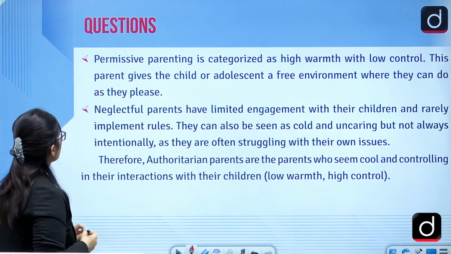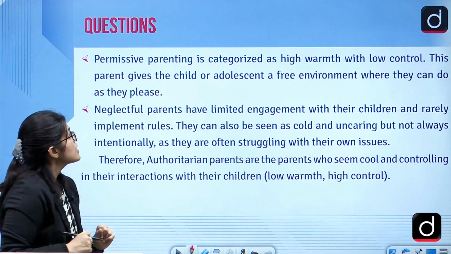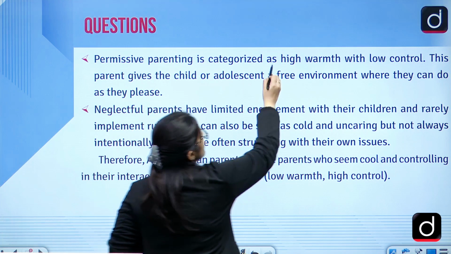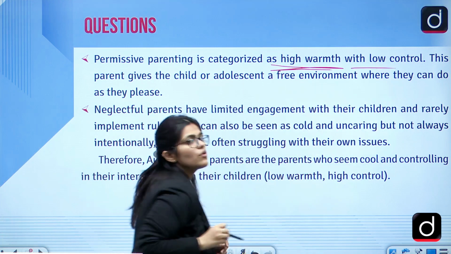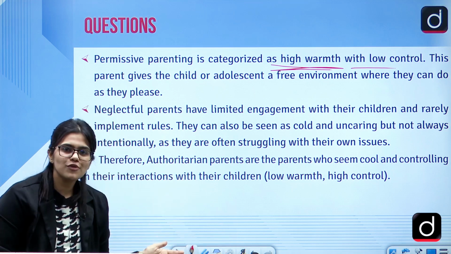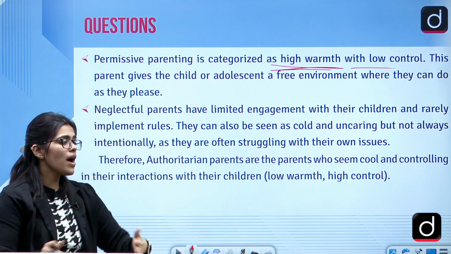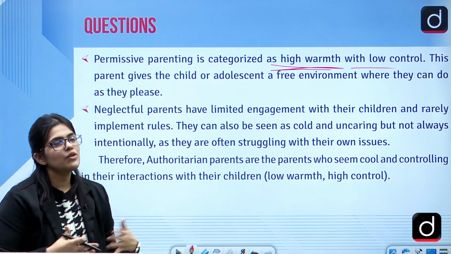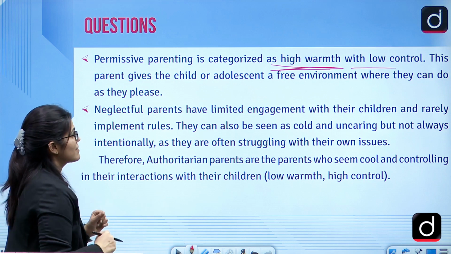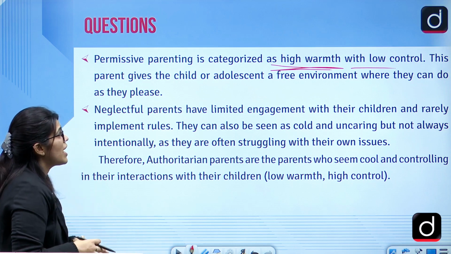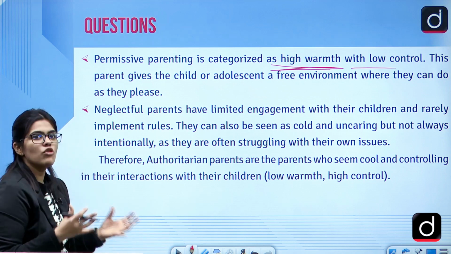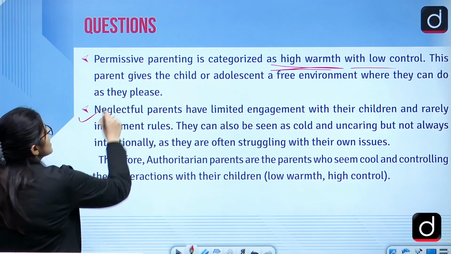Then we have the permissive parents. So the permissive parenting is categorized as those parents who have high warmth and low control. So they are giving a lot of warmth, but they are not asking a lot of questions. There is no control. So you and your sibling are fighting, but they don't care. They are just chilling. That I just love them, right? So these are that kind of parents. So this parent gives the child or the adolescent a very free environment, and too much freedom is not needed here. Then comes the neglectful parents.